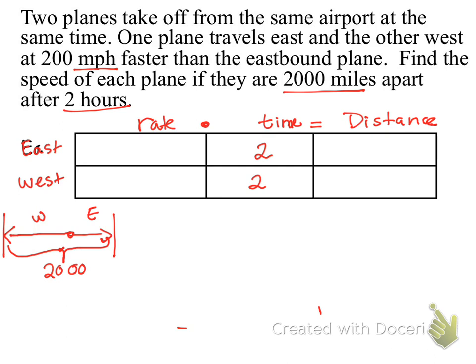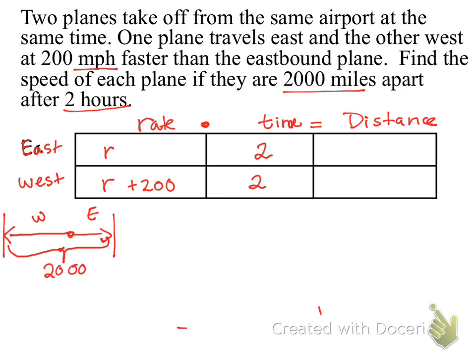All right, now the rate. Here's how we do it. We don't know the rate. We only know that they're 200 miles per hour different, right? So we're going to call them both R. But what do we know about the west one? Plus 200.